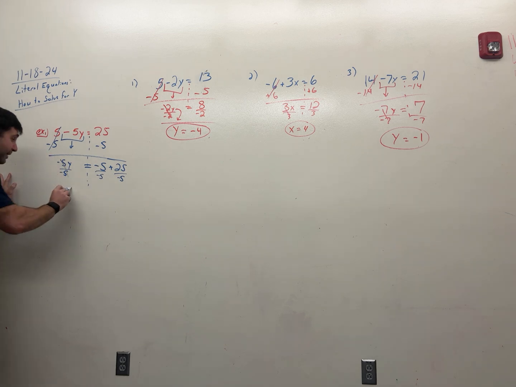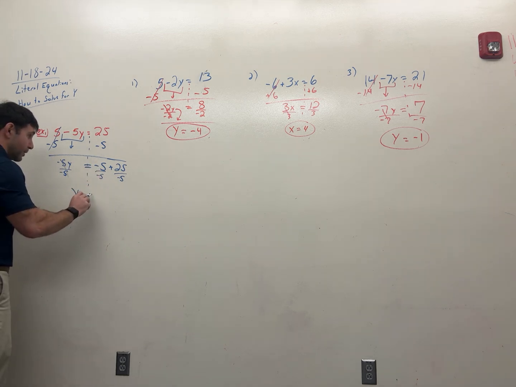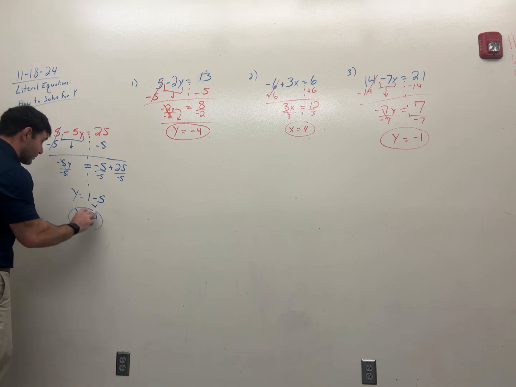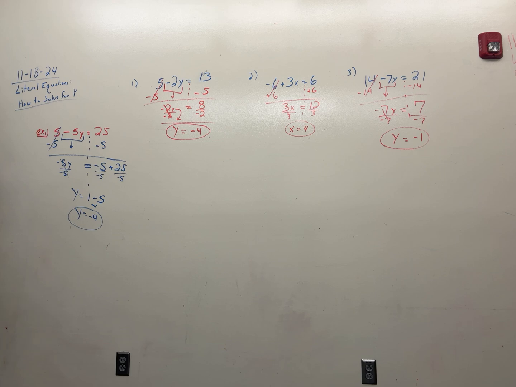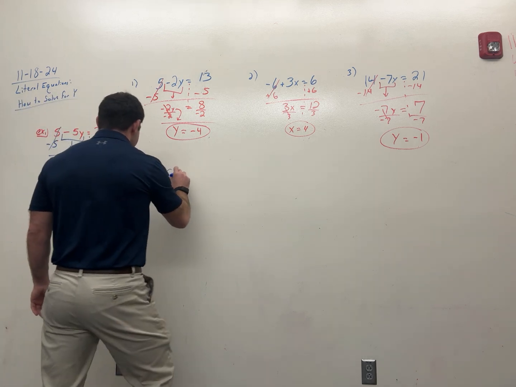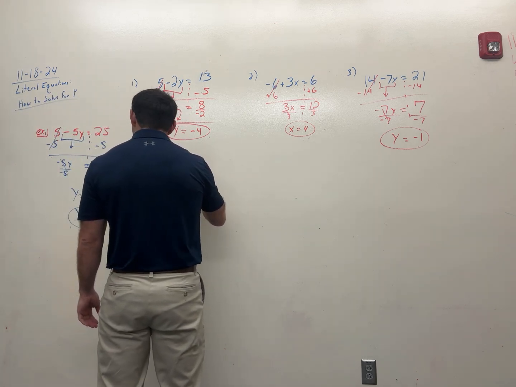Watch. That gives me y equals 1 minus 5. 1 minus 5 is negative 4. Okay? Does that make sense? Let me bring this problem back over again one more time. 5 minus 5y equals 25.